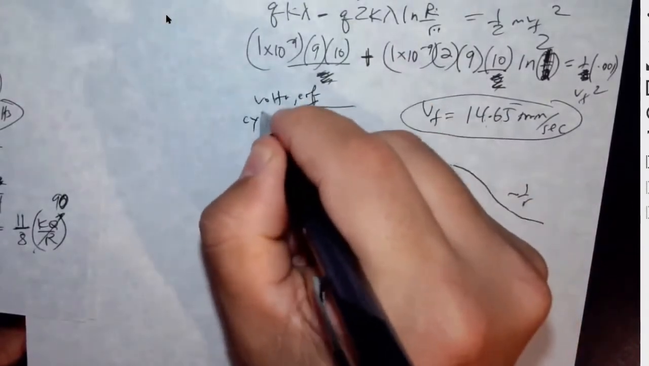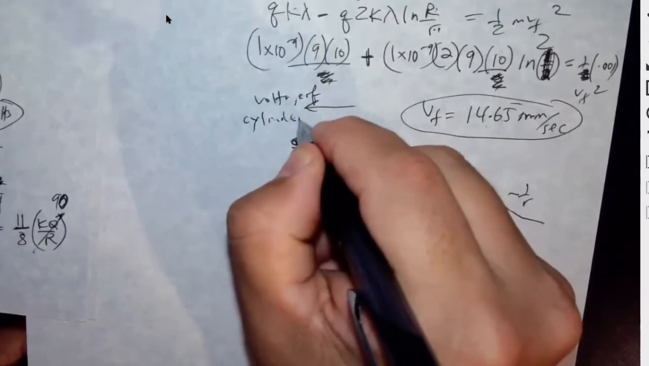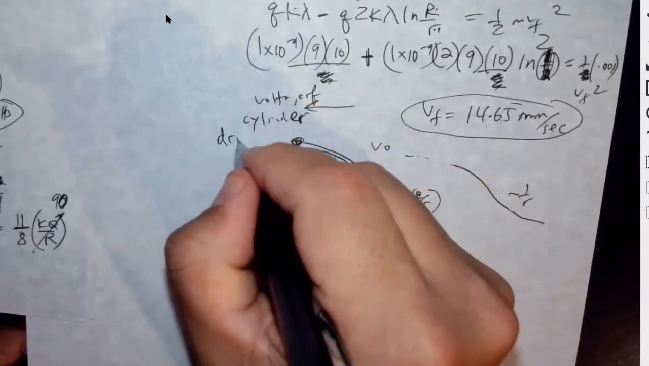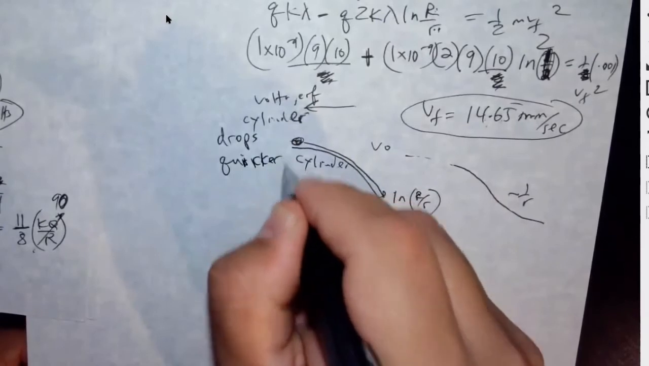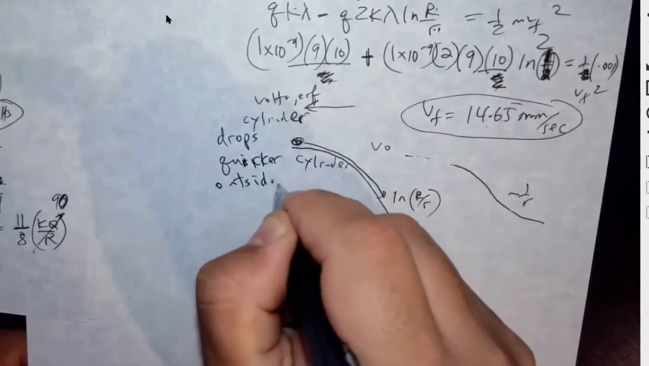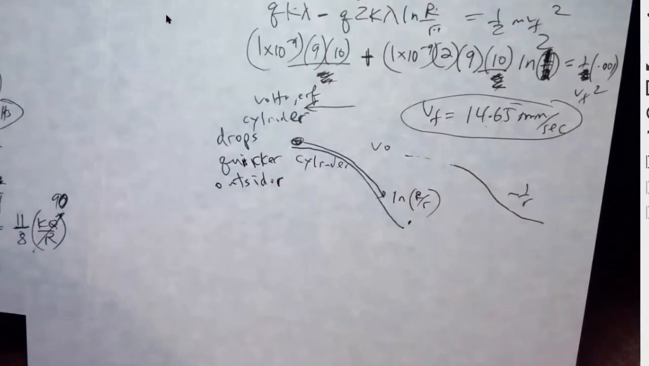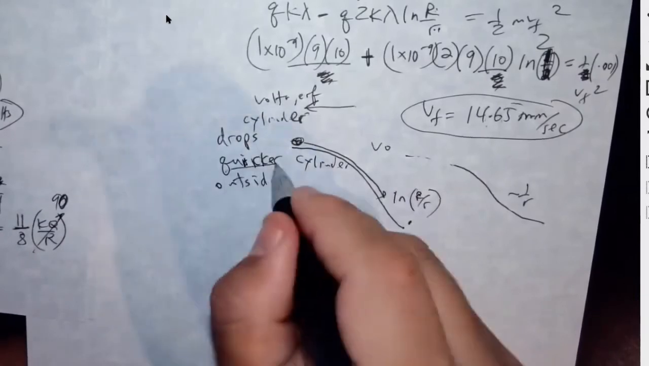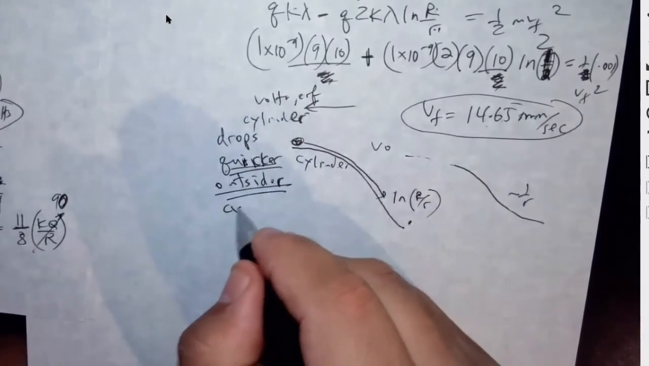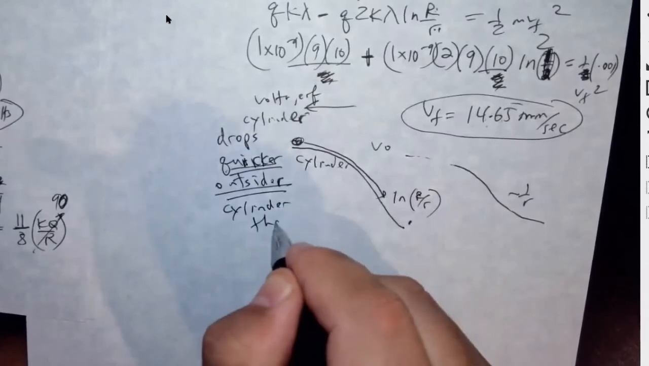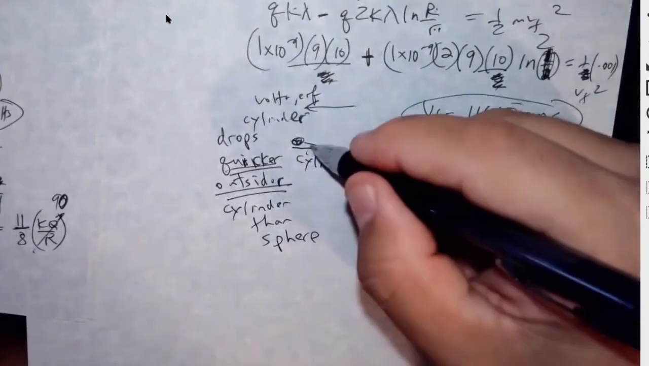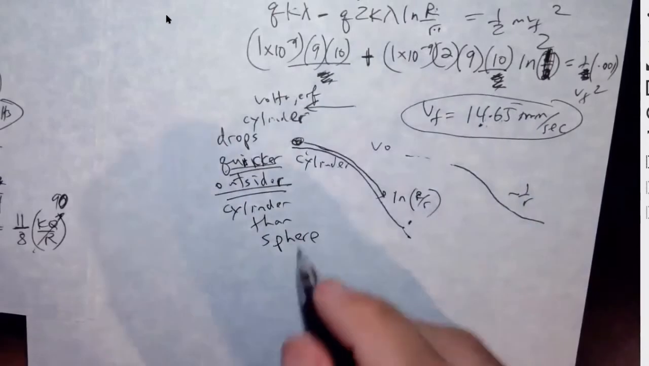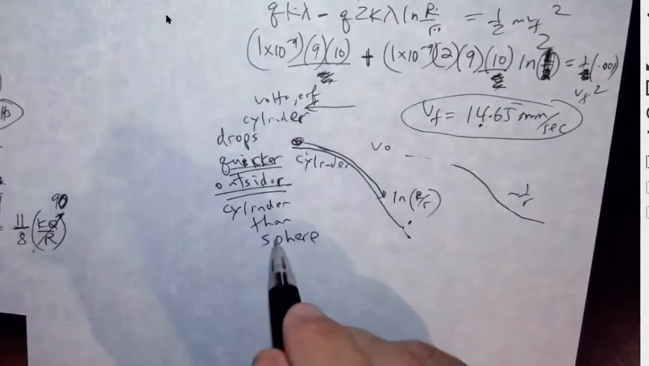So that means the voltage of a cylinder drops quicker outside of the cylinder. I'm always trying to see the deeper meaning in things, right? So the voltage of the cylinder drops quicker outside of the cylinder than a sphere. So it's like a hill. The fact that you're going faster means the drop must be steeper. So the voltage of a cylinder drops quicker outside of a cylinder than a sphere.